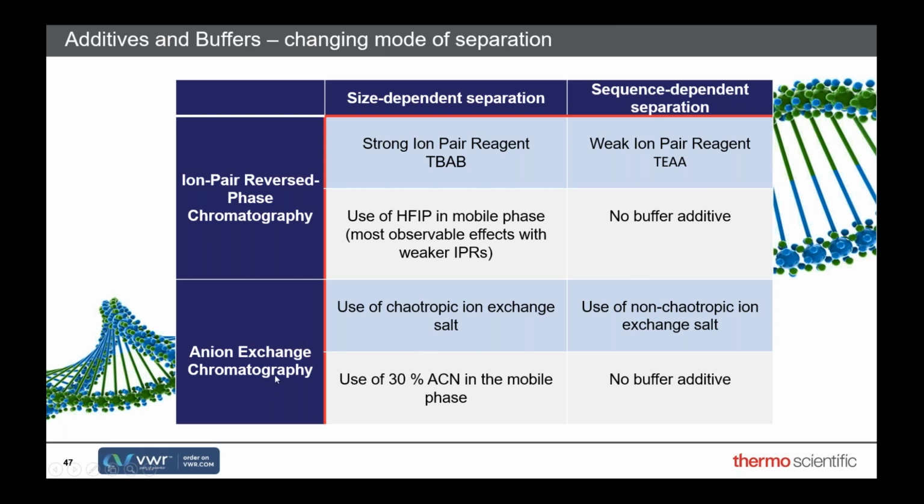Now, if you go to ion exchange, you can do exactly the same thing. Push it to size-based by throwing a chaotropic ion exchange salt in there. Use perchlorate. Also, if you add some acetonitrile, that'll do the same thing as well. So if you want to do sequence-based, use the sodium chloride with no additives.